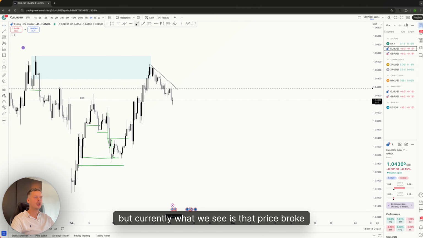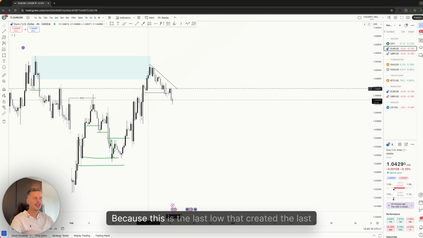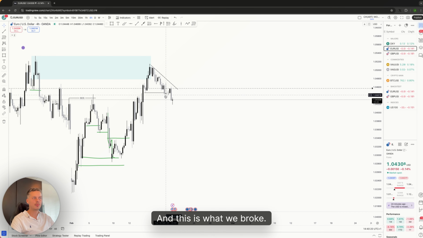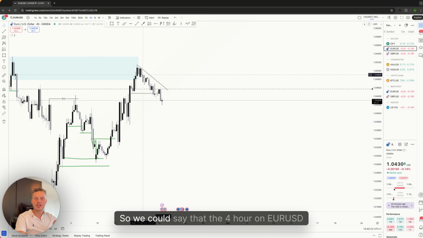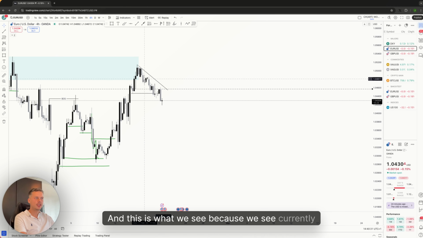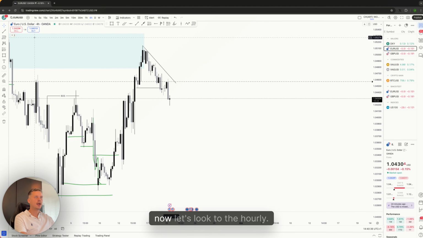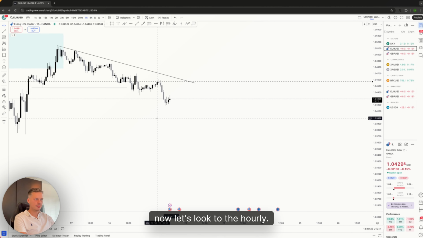So interesting enough, we could see the price was stepping up, but currently what we see is that price broke bearish market structure. Why? Because this is the last low that created the last high, and this is what we broke. So we could say that the 4 hour on Euro USD currently is bearish. And this is what we see, because we see currently some bearish price action coming in.